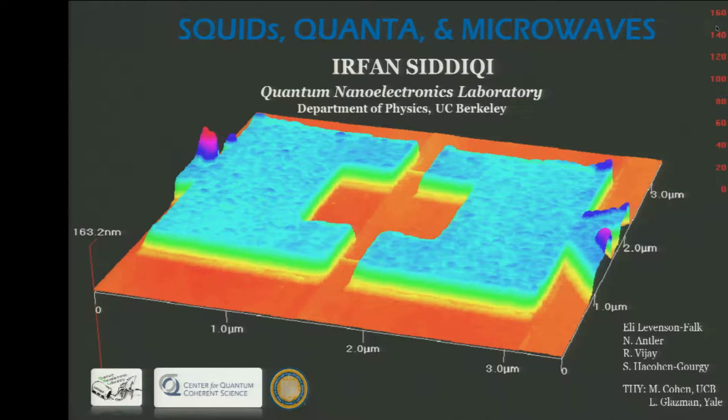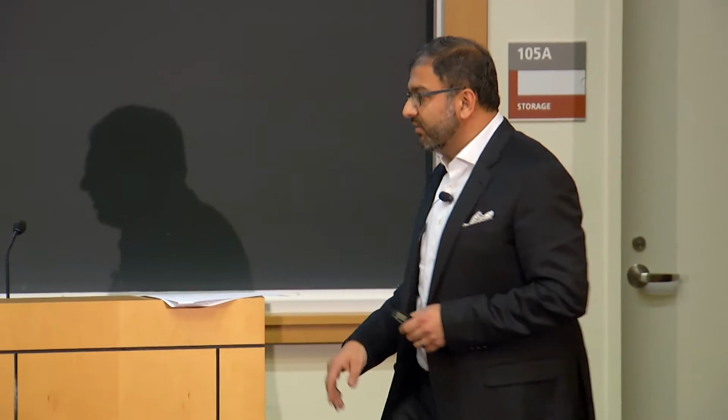The work here was done by graduate students Eli Levinson-Falk, Natanya Antler, and postdoc Vijay, and also postdoc Shehakan and Gorgi. The theory contributors on this work were Marvin Cohen and Leonid Glazman from Yale. And I think this picture basically says what we were trying to do. The idea was to look at squid structures that in fact were not realized by tunnel junctions, but were realized by constriction type Josephson junctions, and to see, well, could there be useful devices that we could re-engineer using this particular building block?